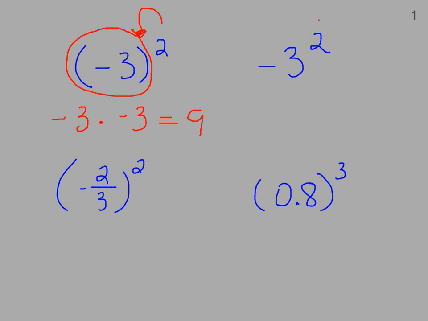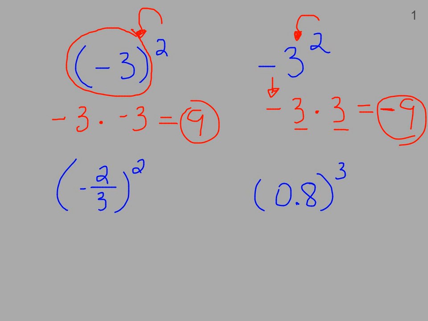Over here, what's right in front of the 2 is just the 3. So this one means negative 3 times 3, like that. That negative just comes down, and then we say the 3 twice. So this time, there's only one negative, so it stays negative, and 3 times 3 is 9. So this one is negative 9. So this one's 9, this one's negative 9.